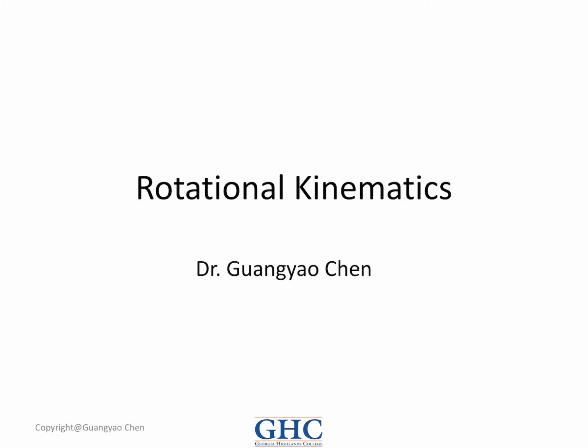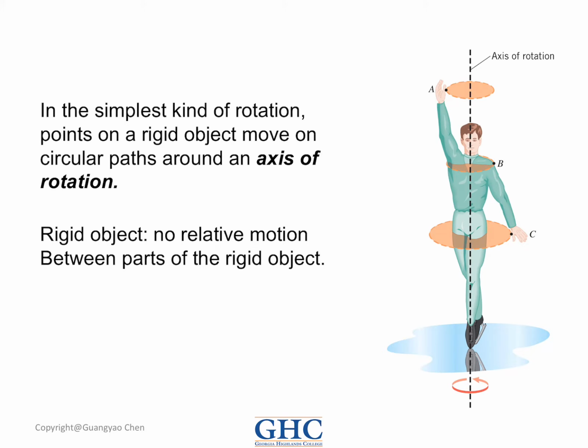We would like to go over kinematics of rotational motion in this video. First we have to introduce the concept of rigid object. By definition, a rigid object means there is no relative motion between parts of the rigid object.